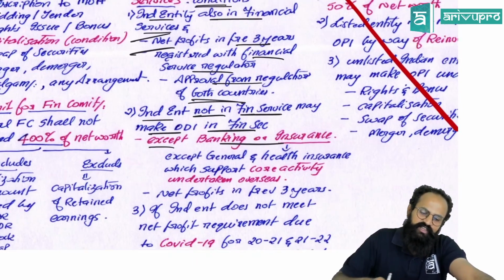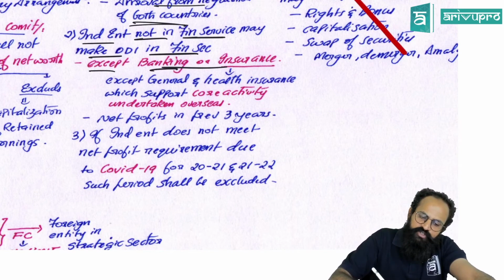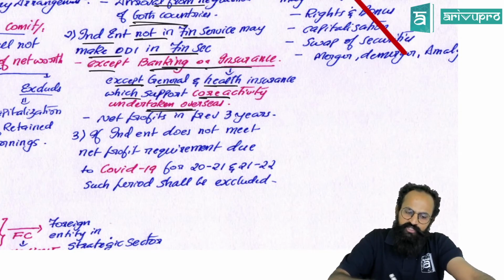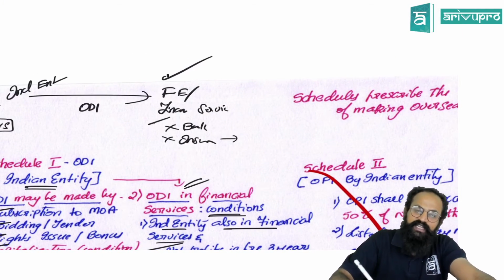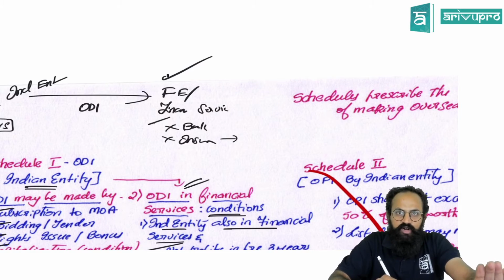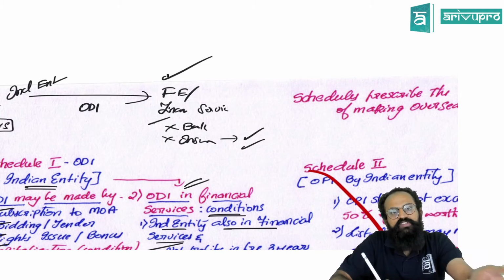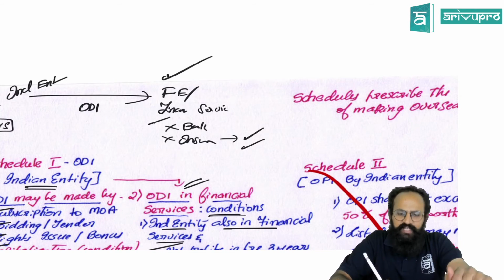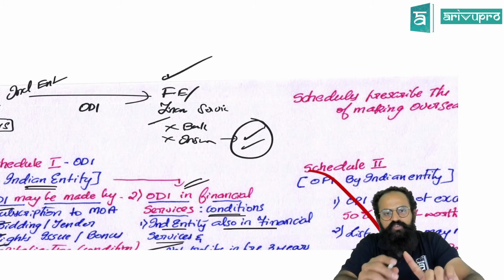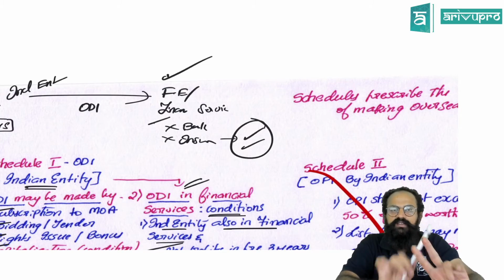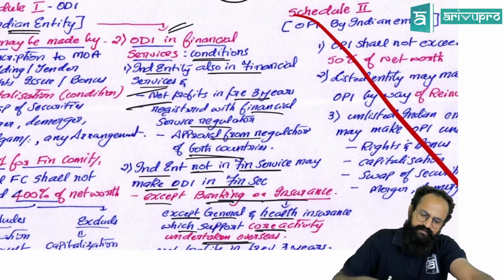So all the insurance I cannot have, sir. There is a further criterion. See here. So banking or insurance cannot be invested in. However, except general and health insurance which support the core activity undertaken overseas. Meaning, if you want insurance, they said you cannot. However, you can invest in general and health insurance if at all it supports your business in some way or the other. You can still invest in the insurance sector which is general and health. It is allowed. Life insurance and all is not allowed.